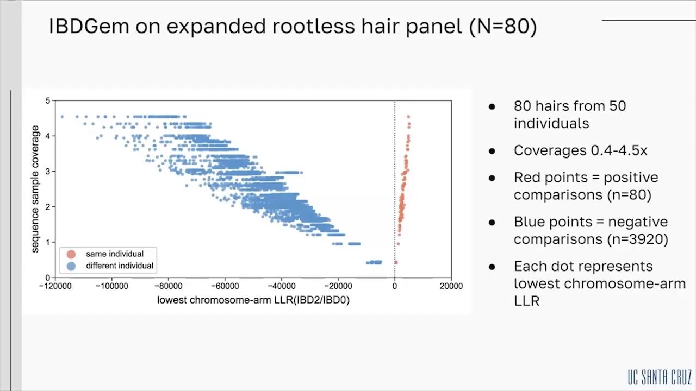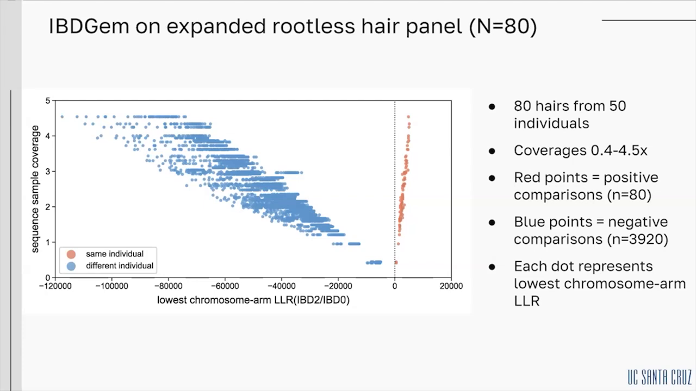We then evaluated IBD-GEM on this new dataset, running positive and negative comparisons on each hair sample. Here, the red points represent positive comparisons in which we compare the sequence data from each hair to its matching saliva genotype. Meanwhile, the blue points represent negative comparisons in which we compare each hair to the genotypes derived from the saliva DNA of 49 other individuals in the panel.